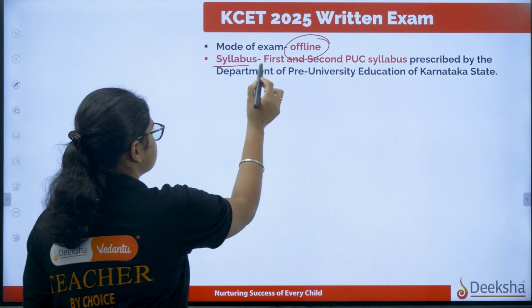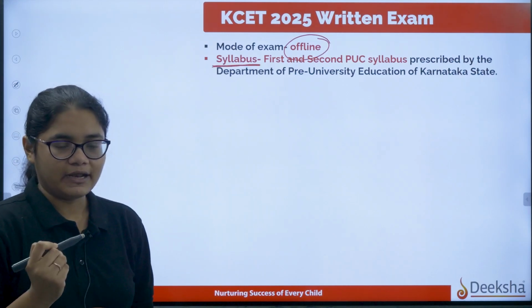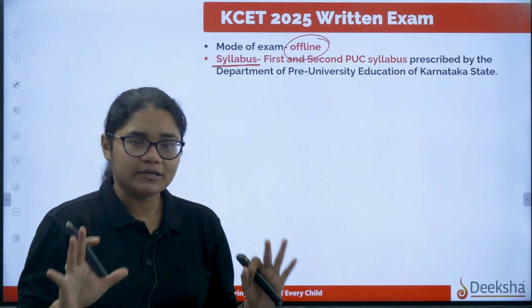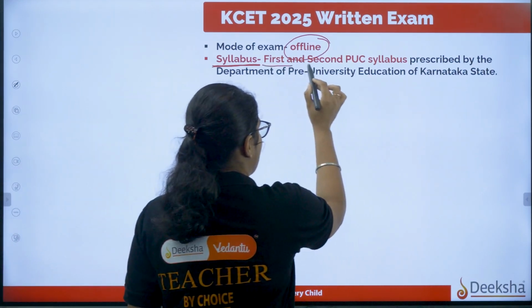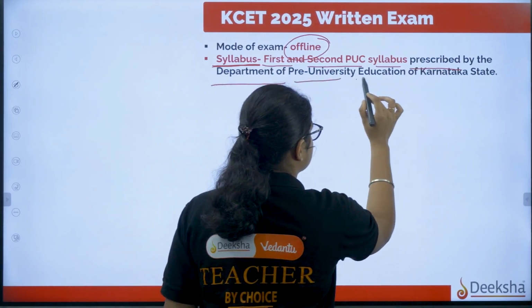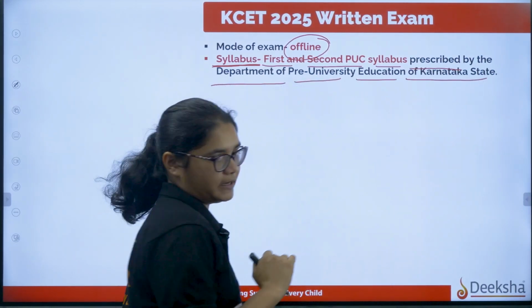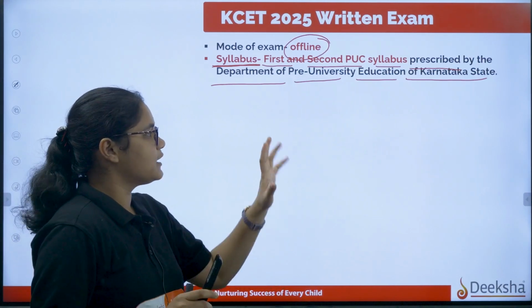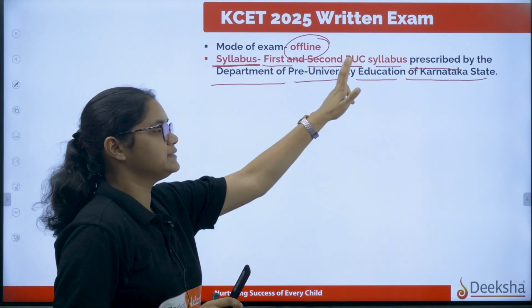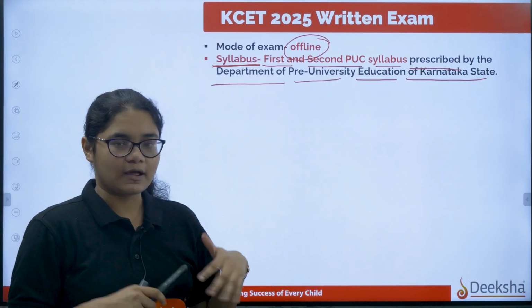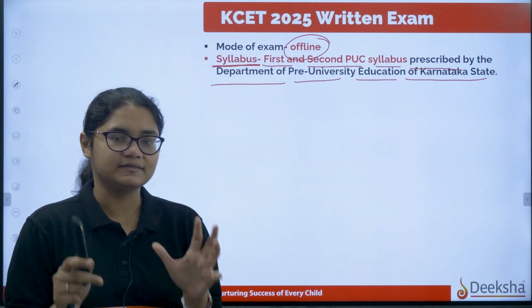Now what is the syllabus for this exam? This is the most crucial thing, right? You should know what you have to study for cracking this exam. So the syllabus is very simple. First and second PUC syllabus prescribed by the Department of Pre-University Education of Karnataka State. So whatever the Karnataka State has given for your first and second year PU, that you have to prepare. Okay, in the upcoming slides we will be discussing the syllabus also.